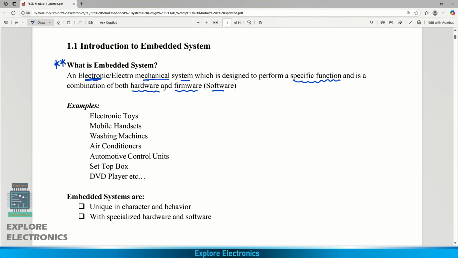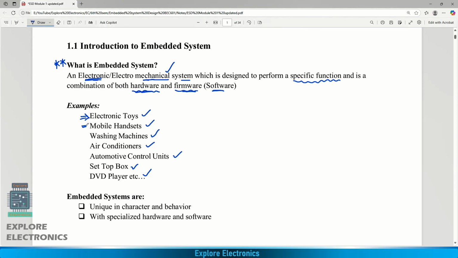Why? Because it consists of electronic hardware and also firmware, with some mechanical system with that. Examples are electronic toys, mobile handsets, washing machines, air conditioners, automotive control units, set-top boxes, and DVD or CD players. All these are specific functional devices. Take electronic toys: those toys will perform only certain operations. That is not a general purpose system. That is a major thing we need to understand in embedded systems.